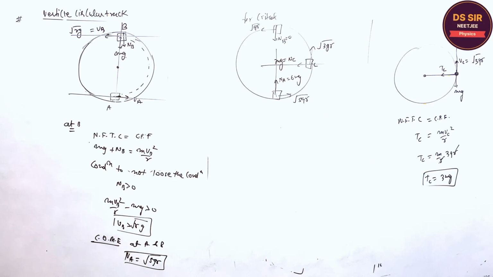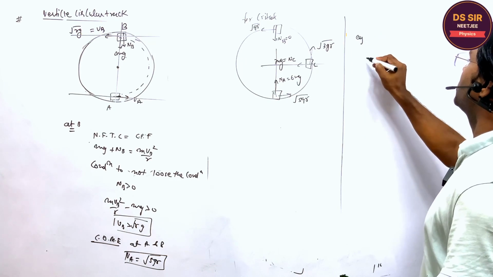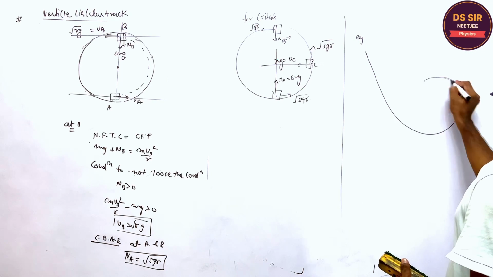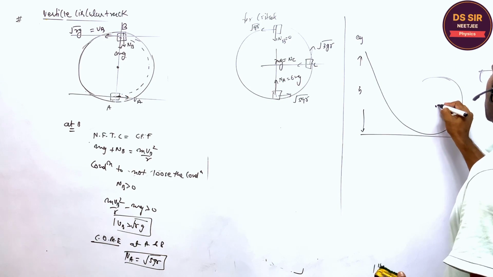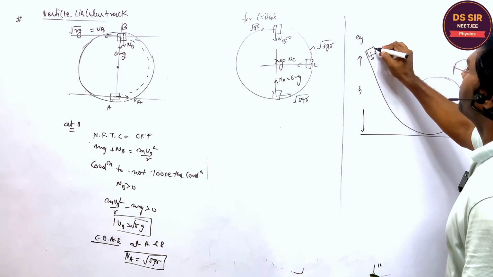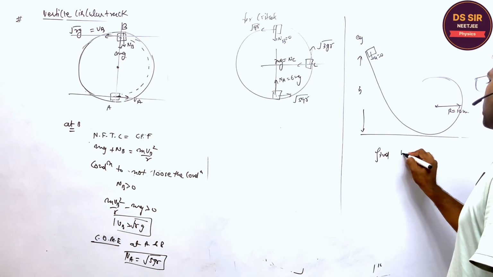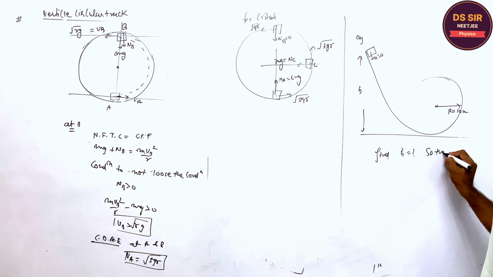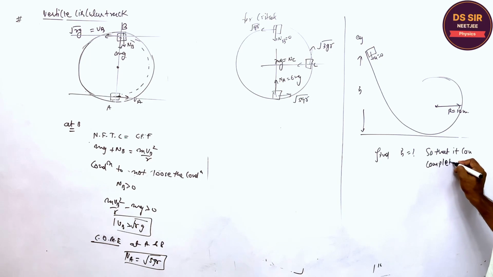The concept you can apply for the vertical circular motion also on a vertical circular track. For example, suppose the vertical circular track is like this, with frictionless surfaces. You have to find the minimum h. Suppose the radius of this track is 10 meter, right? The m is released from rest from here. You have to find the height h so that it can complete the circle. Is it clear or not?